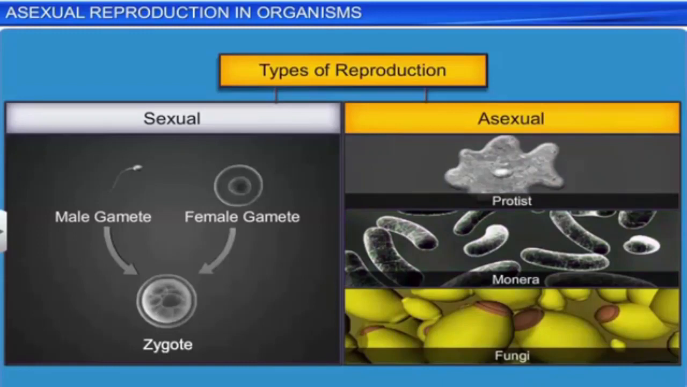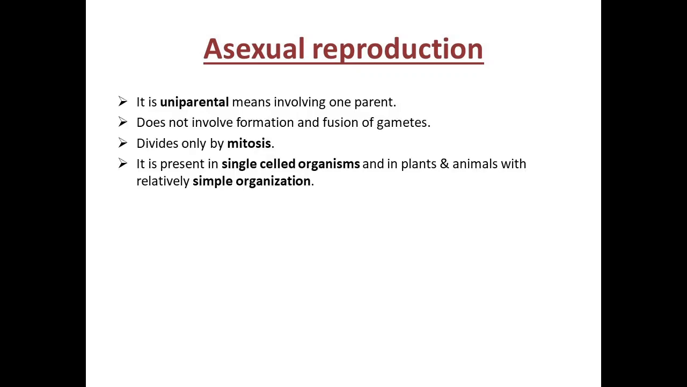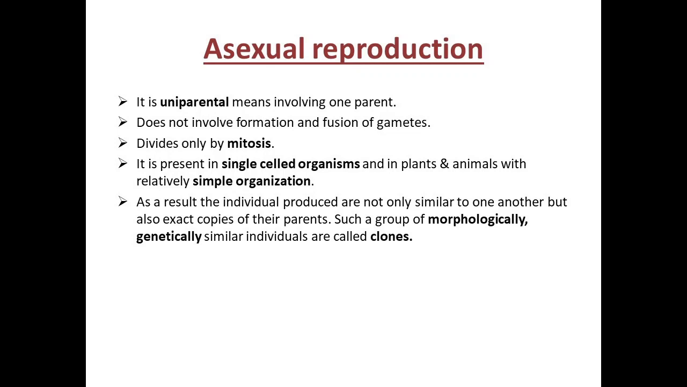So now going to take up in detail the asexual reproduction. Asexual reproduction is uniparental, as you have already seen in that picture. Example is amoeba. Asexual reproduction, repeating again, is uniparental, means one parent is required. No gametes, no meiosis. So the young ones or the offspring produced are called clones, which are morphologically and genetically similar. The organisms which are morphologically and genetically similar are called the clones.